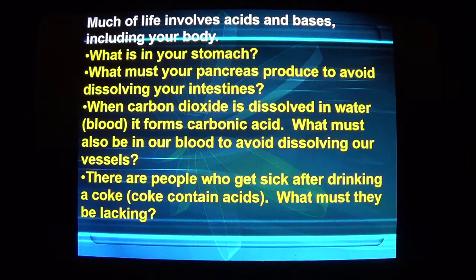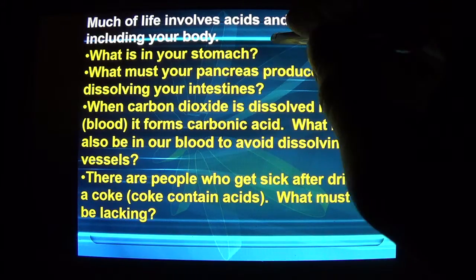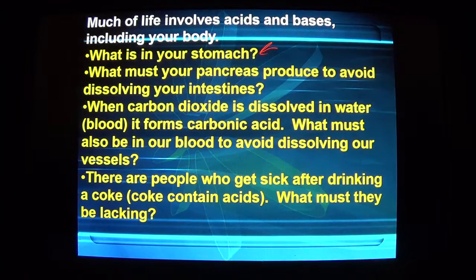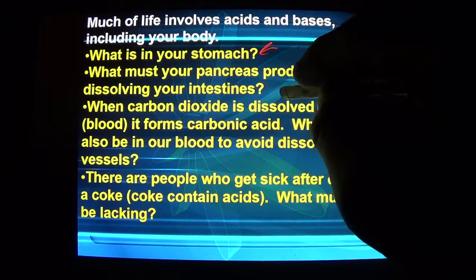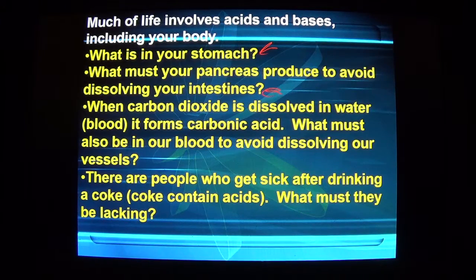So a lot of your life involves acids and bases. We know that there is stomach acid in your stomach. When it's done going through my stomach before it goes into my intestines, the pancreas will squirt some base in to start neutralizing it. Often, if it neutralizes it too much, you then go basic, because a little bit of acid and a lot of base leaves it still basic.